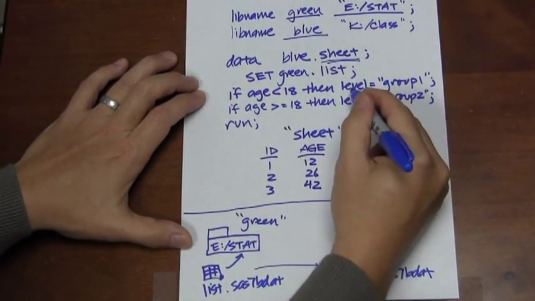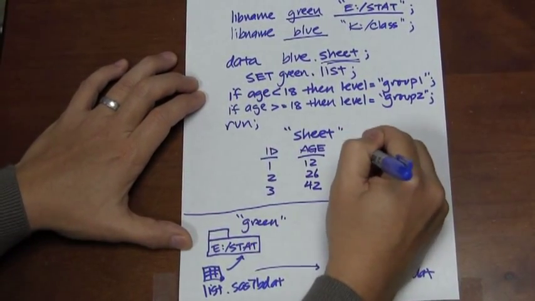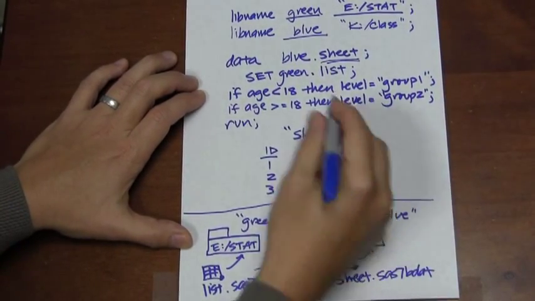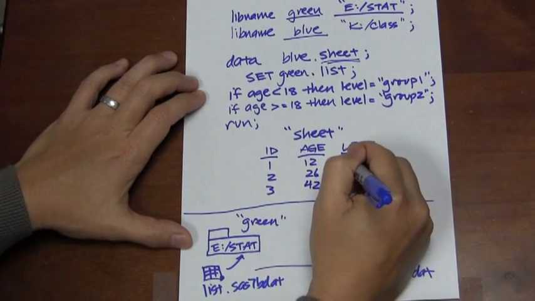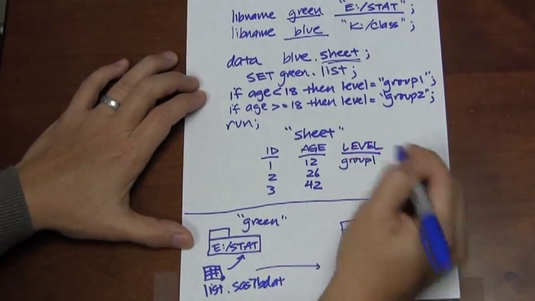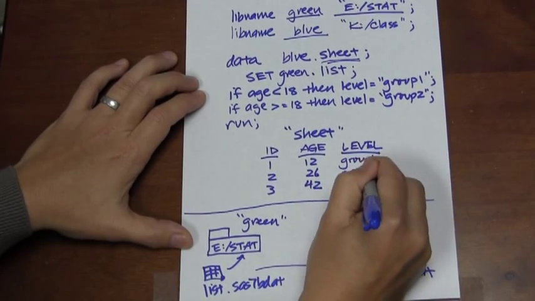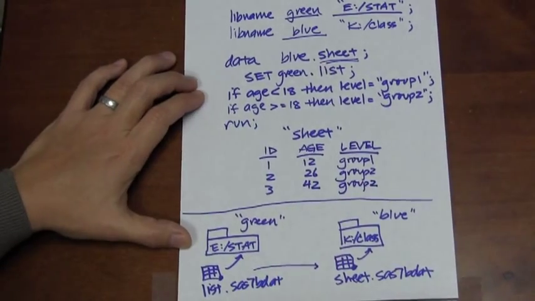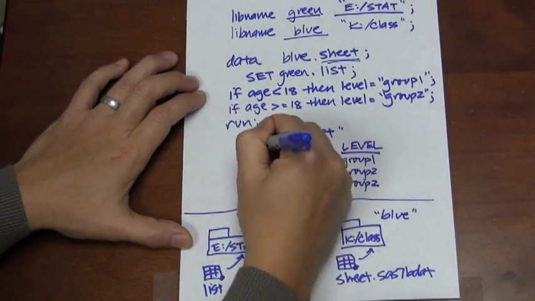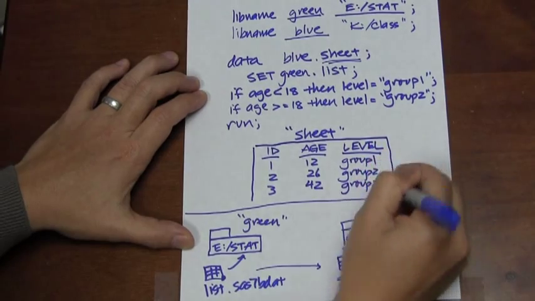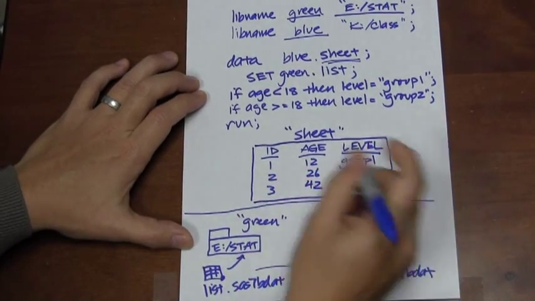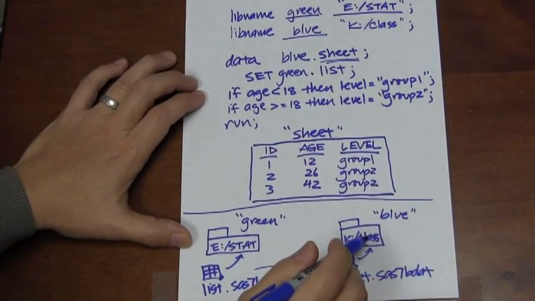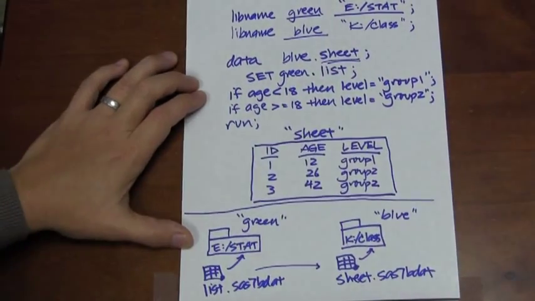And now we're creating this new variable called level. And it'll be assigned group 1 for any individuals who are less than 18 years of age, so this will be group 1. And everybody else will be group 2. Alright. This dataset matrix has now been created, and it's called sheet, and it'll be stored in this particular folder because we use that 2-level specification there.